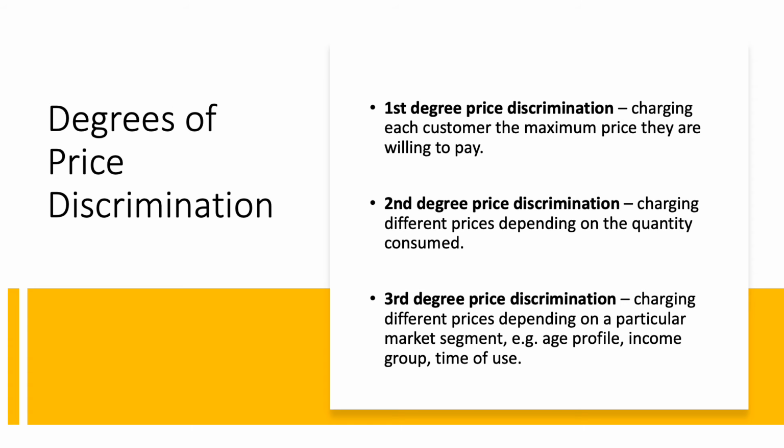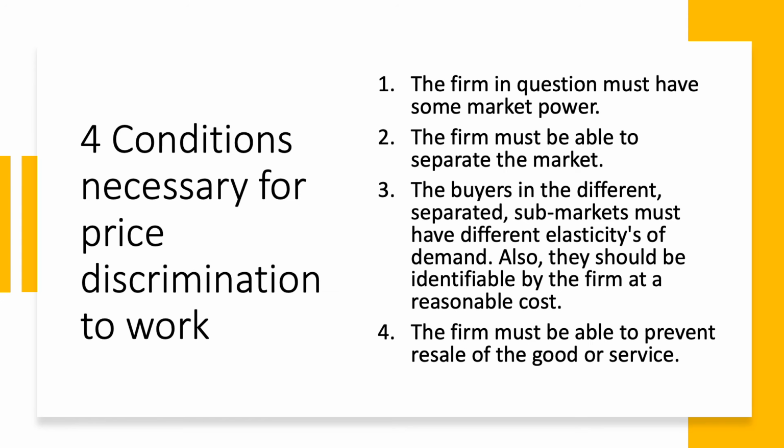How do we categorize these types of price discrimination? Well, we categorize them into three broad categories. First degree price discrimination, which is charging each customer the maximum price they are willing to pay. Second degree price discrimination, charging different prices depending on the quantity consumed. So this is like a bulk discount type of idea. And finally, third degree price discrimination. This is charging different prices depending on a particular market segment: age, profile, income group, or time of use. Third degree price discrimination is the most common type in the market.